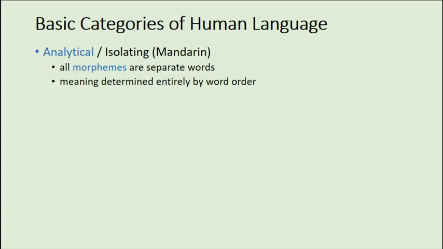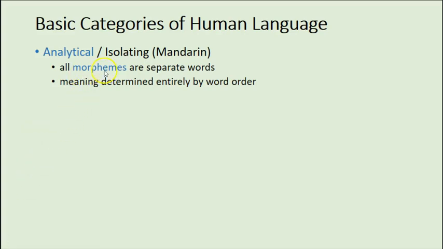Analytical or isolating languages like Mandarin: all morphemes are separate words. And what is a morpheme? A morpheme is a fundamental building block of a word. In English, we can combine different morphemes together. So, for example, walk is a morpheme, and it is considered a free morpheme because it can exist on its own and have meaning. So, I walk to the store. Then we can add other morphemes, like -ed at the end, like walked. That morpheme at the end indicates pastness, but that -ed is a bound morpheme.